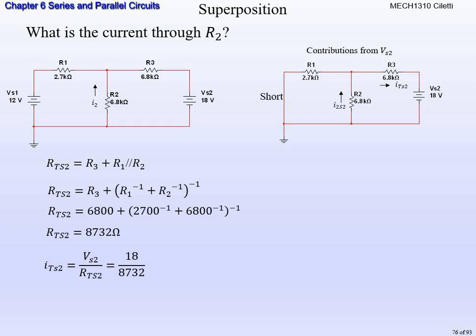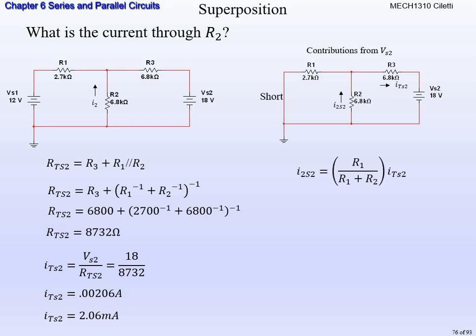We use that to calculate the total current from source 2, and I've drawn it on the schematic up there where it is. It's voltage source 2 divided by the total resistance from source 2. So it's going to be 18 divided by 8,732, or roughly 0.00206 amps, or for us, we're going to say 2.06 milliamps. That's just the total current that's being contributed from voltage source 2. So that's why it's ITS2. Those subscripts are there so you really know that we're talking about source 2.